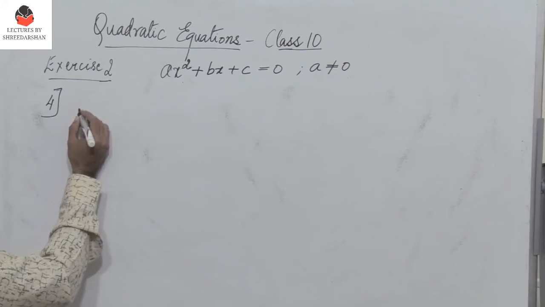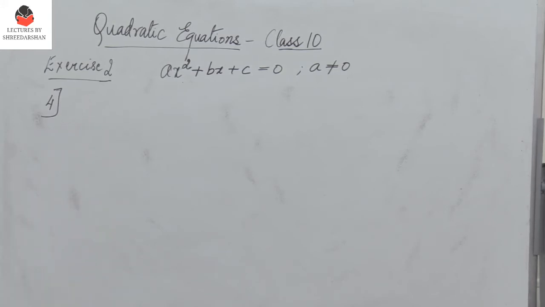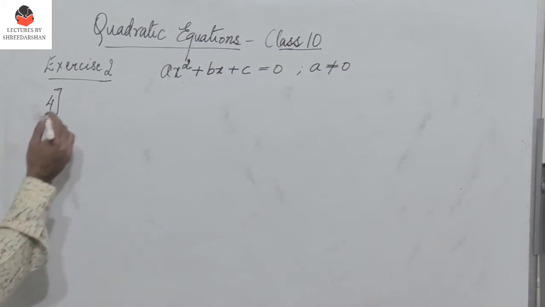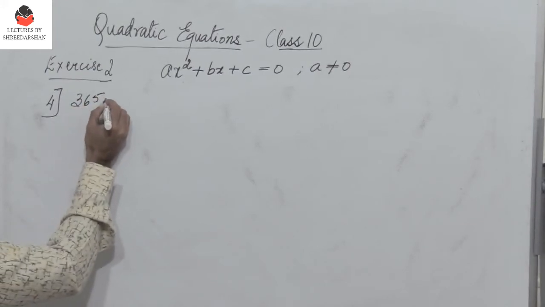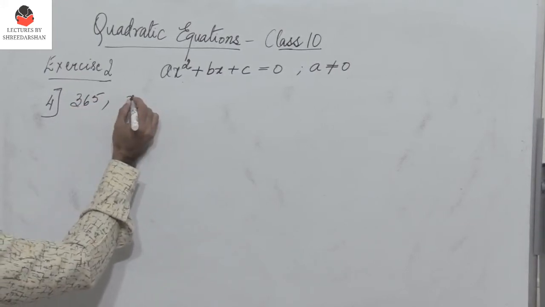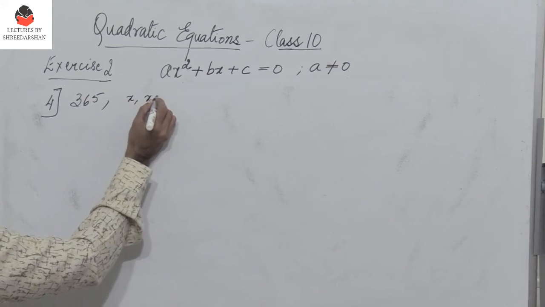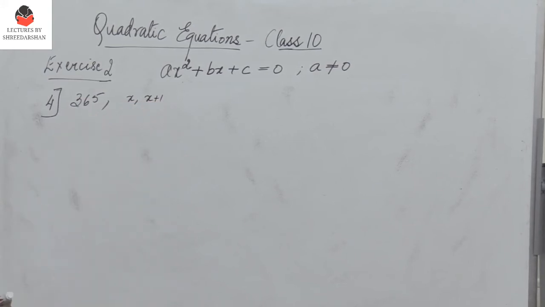There are two consecutive positive integers, the sum of whose squares is 365. There are two consecutive integers, so let them be x and x plus 1. The sum of their squares.